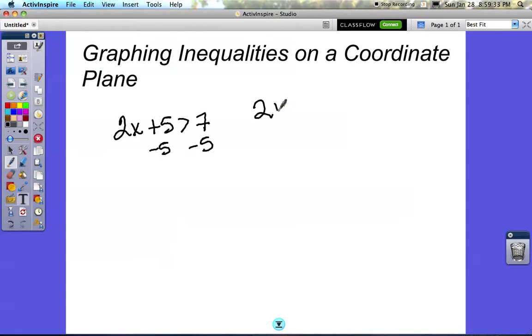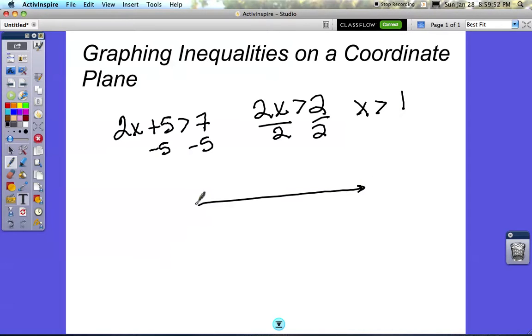So that gives us 2x is greater than what? 2. Now how will I get x by itself? Divide by 2. So x is greater than 1. Now on the number line, y'all have done the number line before, correct? Okay. Would this be an open or closed circle?